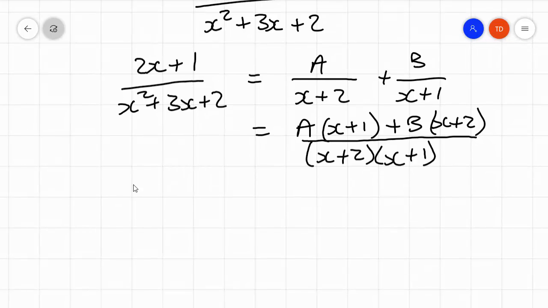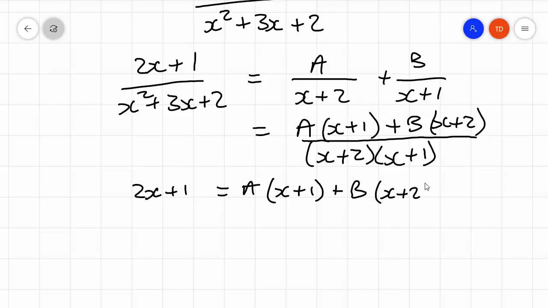So now I can write 2x plus 1 is equal to a brackets x plus 1 plus b brackets x plus 2. I'm going to call that equation 1 because that's what I'll use for the sanity check. So when x equals minus 1, 2x becomes minus 2, minus 2 plus 1 is minus 1, and that will equal, this term will disappear, minus 1 plus 2, so that will equal b, so b equals minus 1.